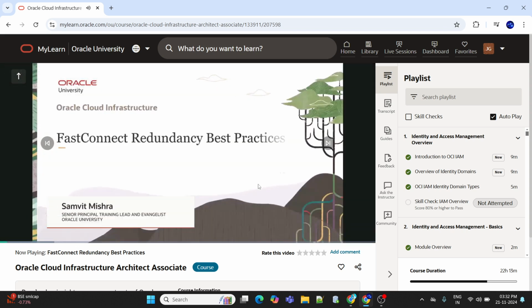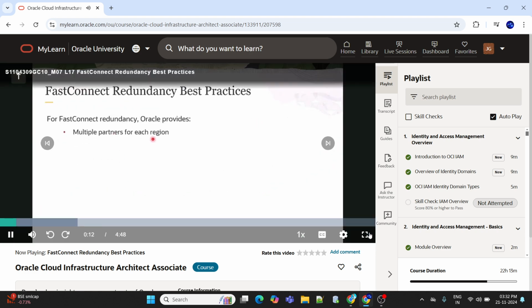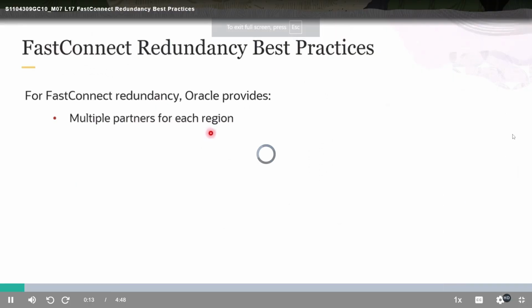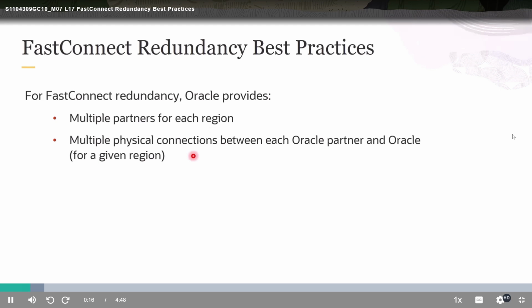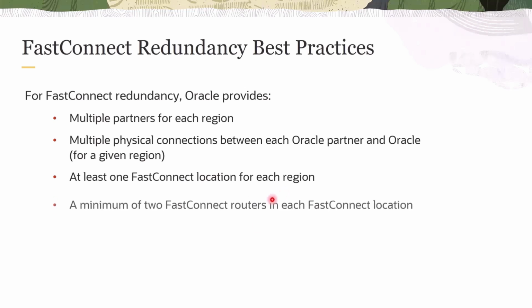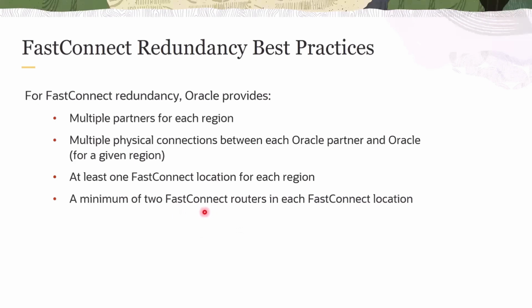Welcome to this lesson on FastConnect redundancy best practices. Let's get started. So first, Oracle provides multiple partners for each region. Then between each Oracle partner and Oracle, there are multiple physical connections. And there is at least one FastConnect location for each region. For some regions, there are more than one. And in a FastConnect location, there is a minimum of 2 FastConnect routers.